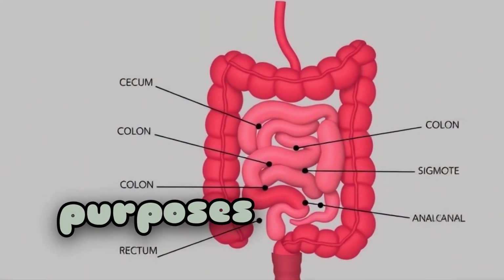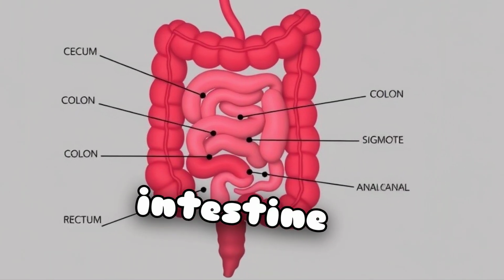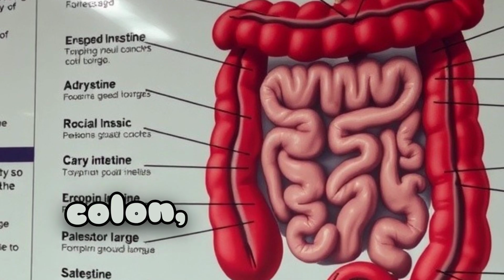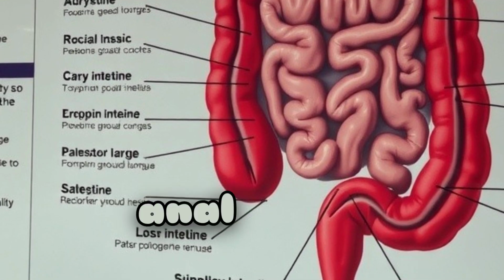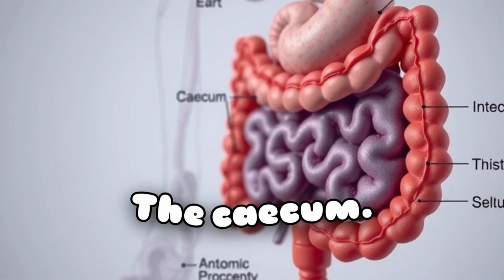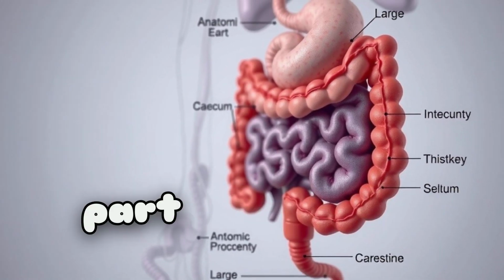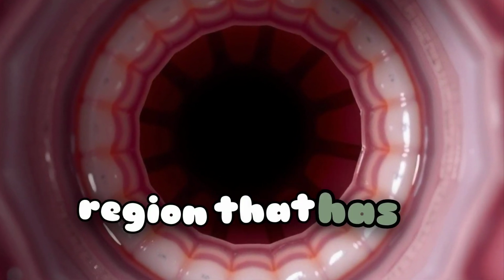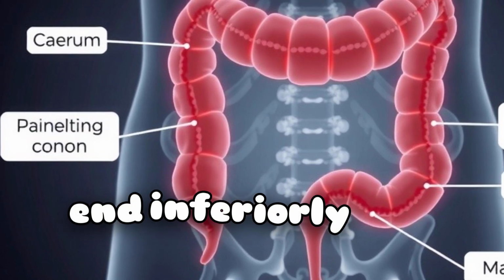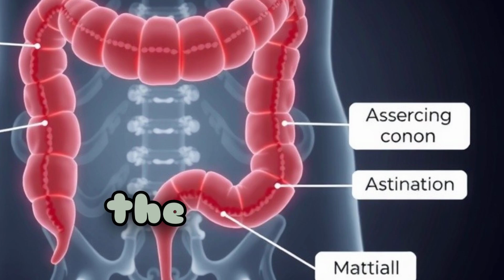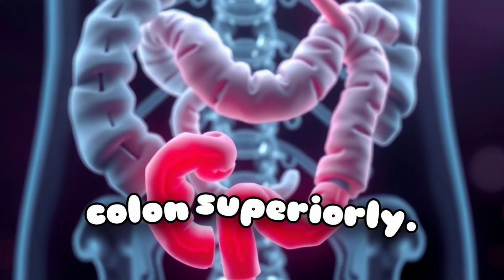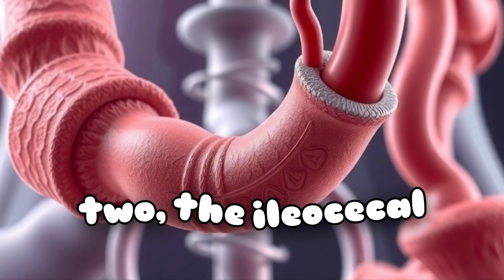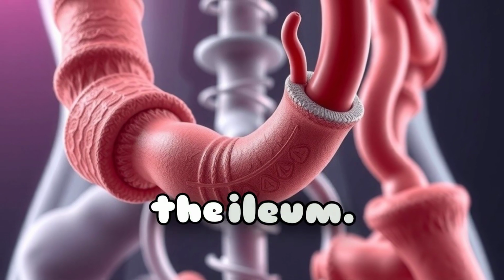For descriptive purposes, the large intestine is divided into the cecum, colon, sigmoid colon, rectum, and anal canal. The cecum. This is the first part of the large intestine. It is a dilated region that has a blind end inferiorly and is continuous with the ascending colon superiorly. Just below the junction of the two, the ileocecal valve opens from the ileum.